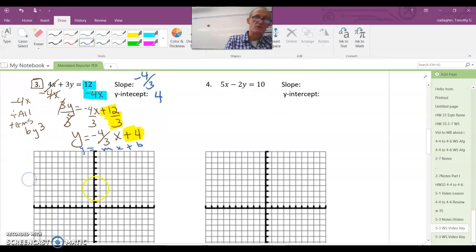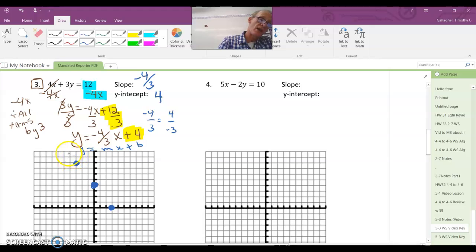You're going to plot your y-intercept. 1, 2, 3, 4. Put a little point right there. And then you're going to do negative 1, negative 2, negative 3, negative 4, positive 1, positive 2, positive 3. And negative 4 over 3 is equal to 4 over negative 3. So instead of going negative 4 and positive 3, I can also go positive 4, 1, 2, 3, 4, over negative 3, 1, 2, 3, and put another point right there.